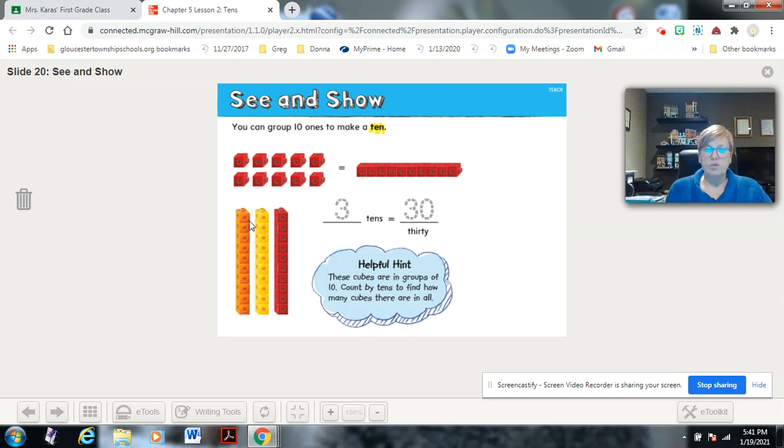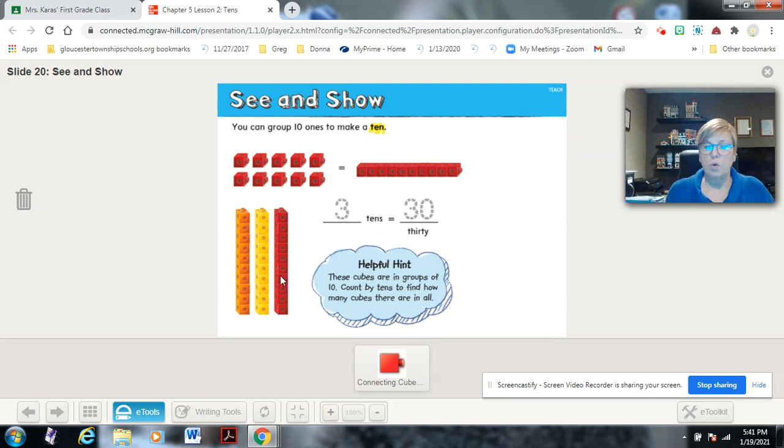So one way of doing this, if they did that 3 times like we were talking about, there are 3 10s, okay, equals 30. These cubes are in groups of 10. Count by tens to find out how many cubes there are in all. Much easier than counting one at a time, right? Anything you could group into 10, marbles, pennies, anything like that, and then just count it by 10. And it would be very easy to figure out how many you have.